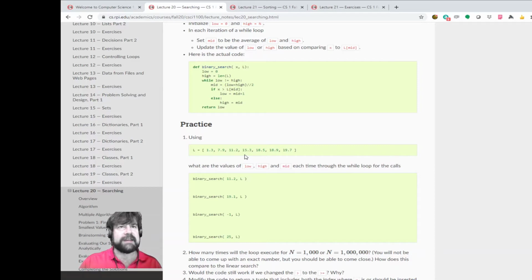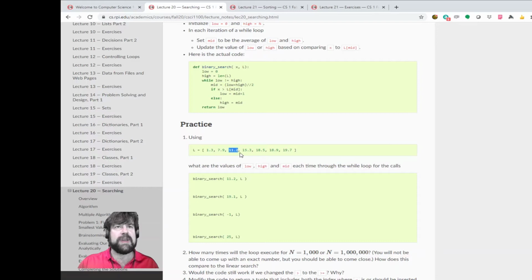Right? The next time, 3 plus 0, integer divided by 2 is 1. So we test on 7.9. 7.9 is lower than 11.2, right? So we move low up to 11.2. So now we have low pointing to 11.2, high pointing to 15.3.